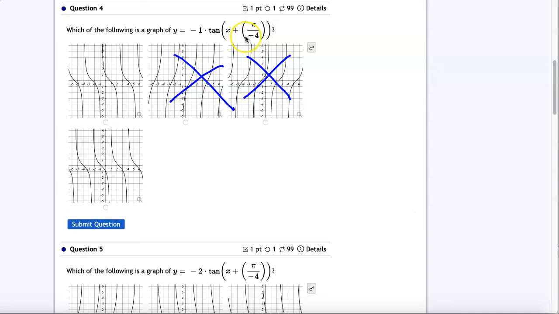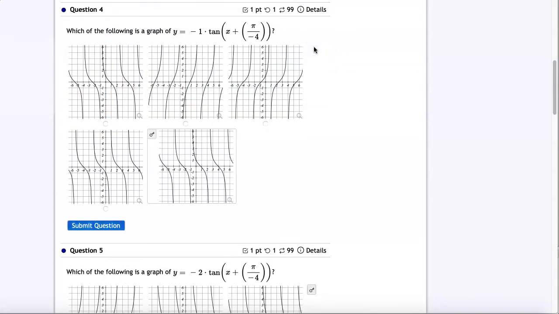Next, we can see that we have a horizontal shift, and this horizontal shift means that we are going to the right by pi fourths. Usually tangent will straddle the y-axis between negative pi halves and positive pi halves, but we can see that this graph has been shifted to the right. So that means that the graph we're looking at would be this one right here. And there's the correct answer, which was this graph right here.